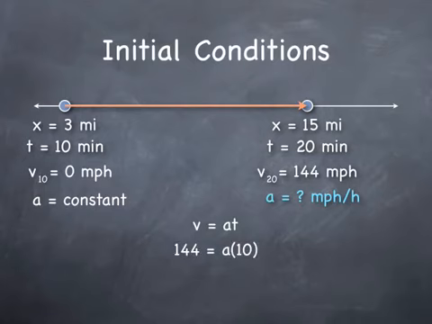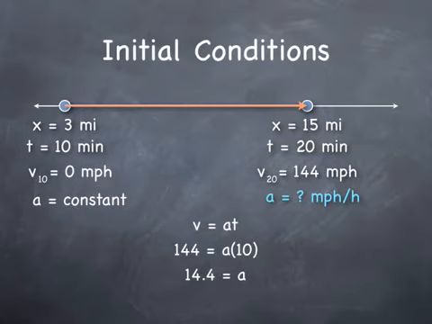We know the velocity. It's 144 miles per hour. We also know the time that it took, 10 minutes, because we went from t equals 10 to t equals 20. So 144 equals 10a. Divide by 10, and we get 14.4 equals a.